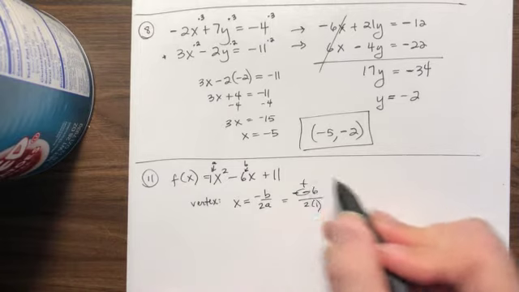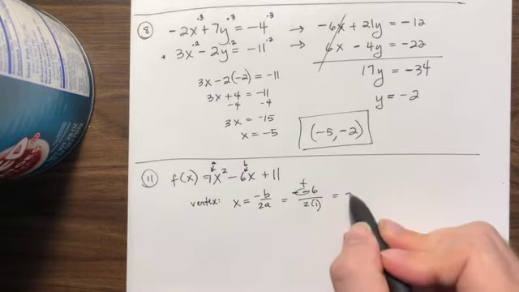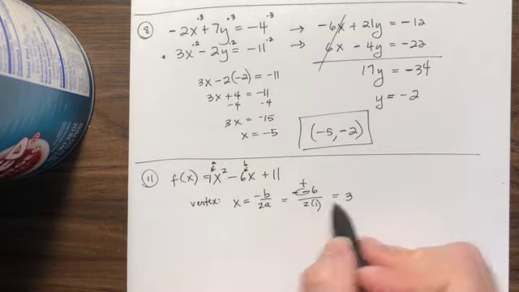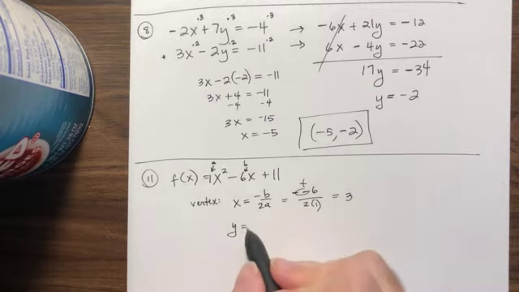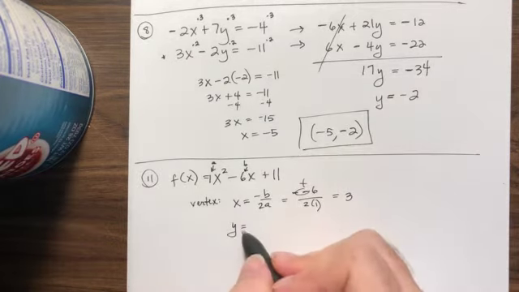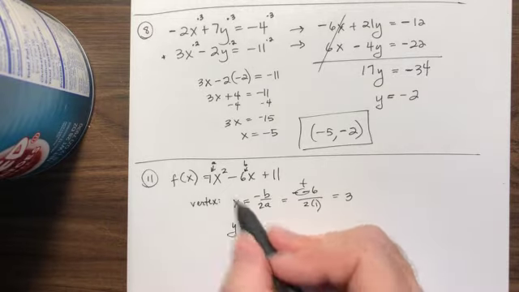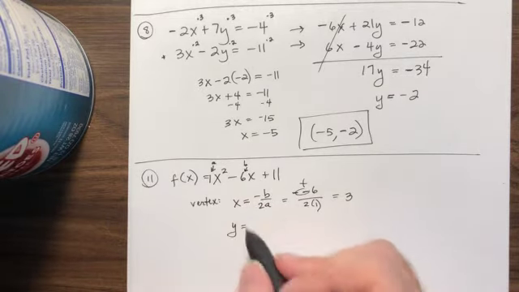And that's +6, and 6 divided by 2 is 3. So my x is equal to 3 for my vertex. But there's a y that I have to figure out as well, because it's a point, right? X, y. So the way I figure that out is I plug it back into here, the original problem.